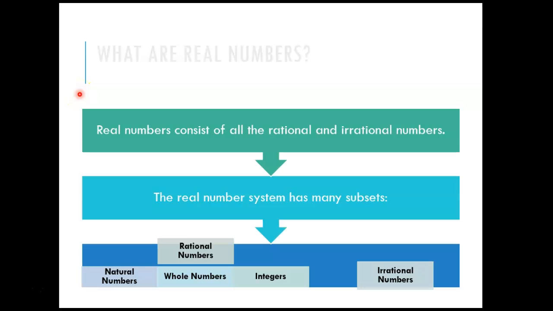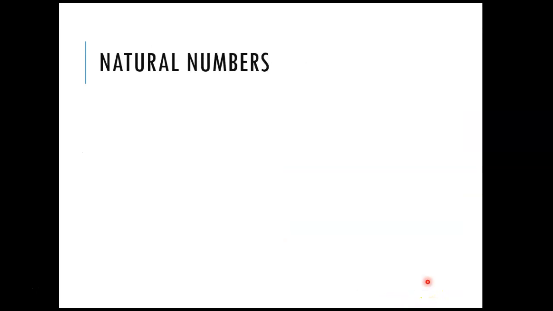So let's see, what do you remember from last year? What are real numbers? Real numbers consist of all the rational and irrational numbers. The real number system has many subsets. Last year you talked about rational numbers and the subsets, which were natural numbers, whole numbers, and integers. Here to the right, this is the new thing. This is what I will be teaching you in today's lesson, which are irrational numbers.